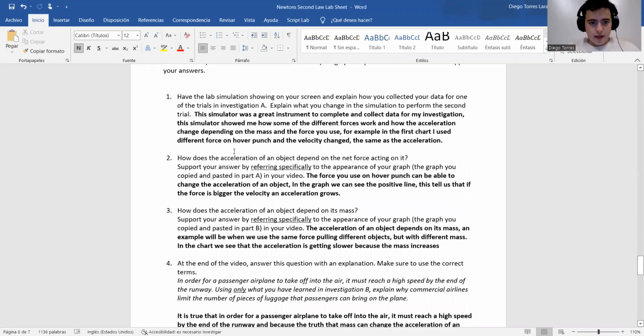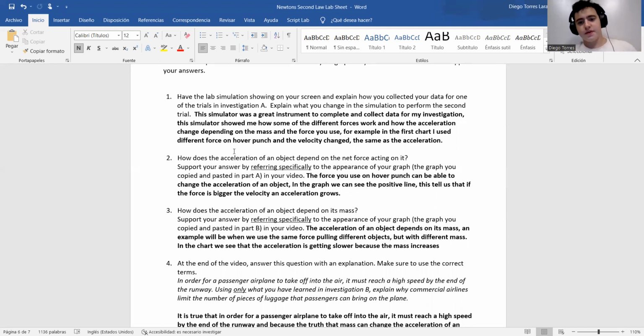The response to the first one is that the simulator was a great instrument to compute and collect data from the investigation. The simulator showed me how some of the different forces work and how the acceleration changes depending on the mass and the force you use.